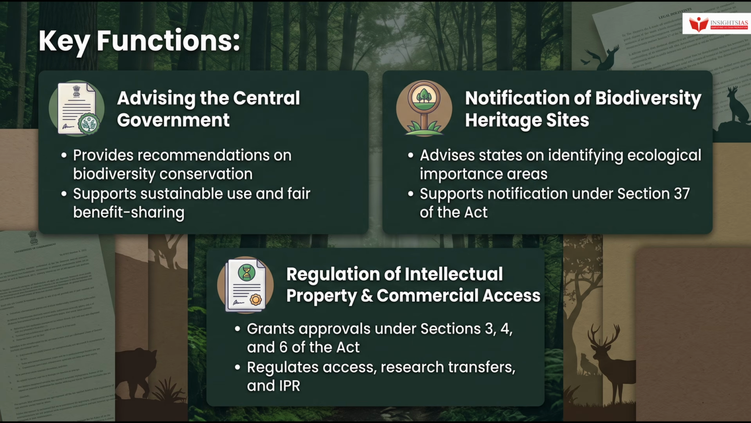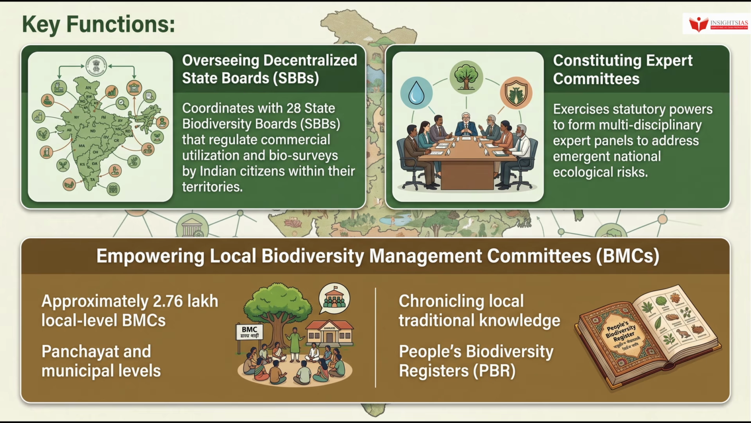It also regulates intellectual property and commercial access, regulating and granting prior approvals under Sections 3, 4, and 6 of the Act for foreign individuals or entities seeking access to Indian biological resources, research transfers, or obtaining intellectual property rights based on biological material. That's exactly the kind of anti-biopiracy safeguard worth remembering. It oversees decentralized state boards, coordinating with 28 state biodiversity boards, SBBs, that regulate commercial utilization and biosurveys by Indian citizens within their respective territories.